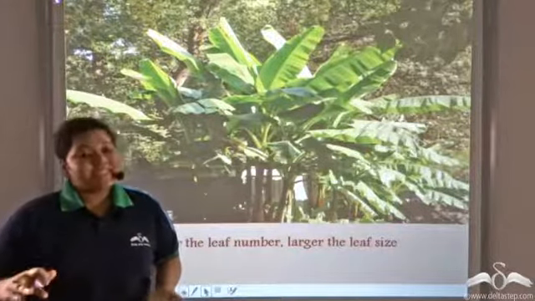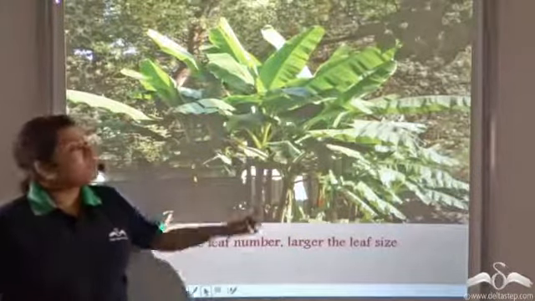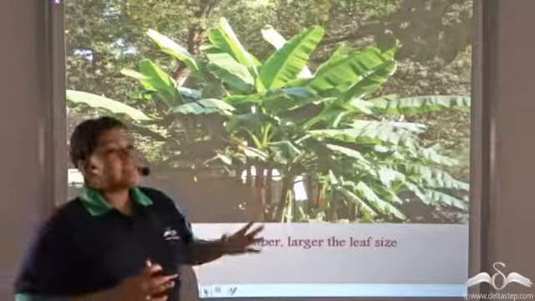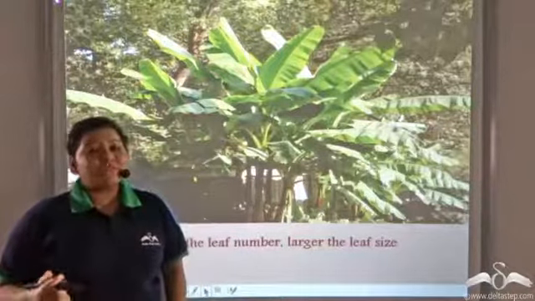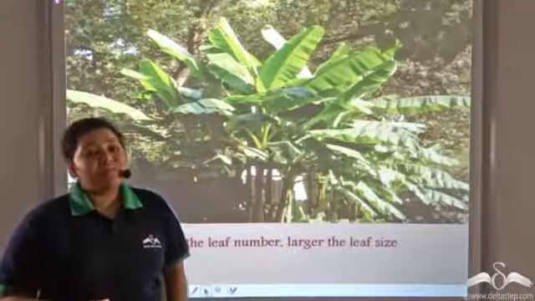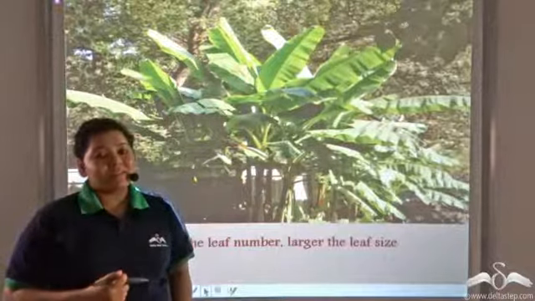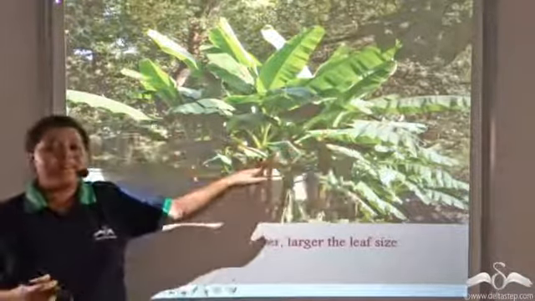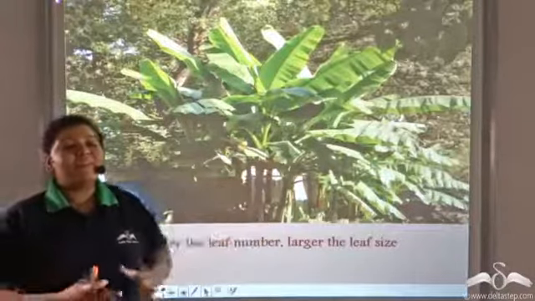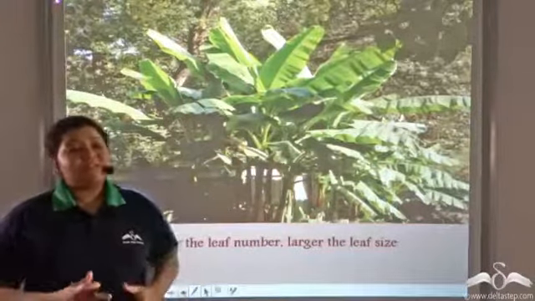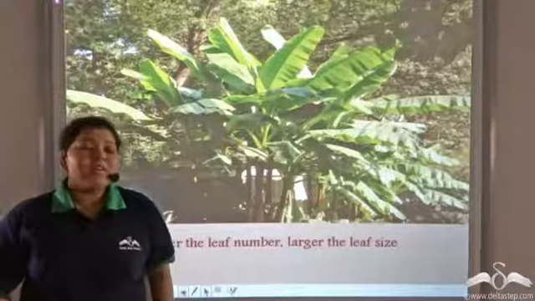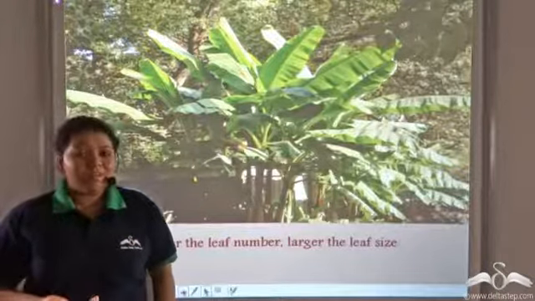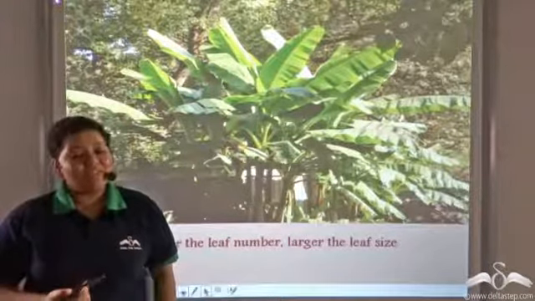Now, to maintain this rate of photosynthesis, what the banana plants or banana trees do is that they increase the size of the leaf to make up for the smaller number of leaves. So, the smaller number of leaves in the banana is equalized by the hugeness of the leaves. The huger the leaves, the more will be the chloroplast or chlorophyll amount, and the more will be the rate of photosynthesis.